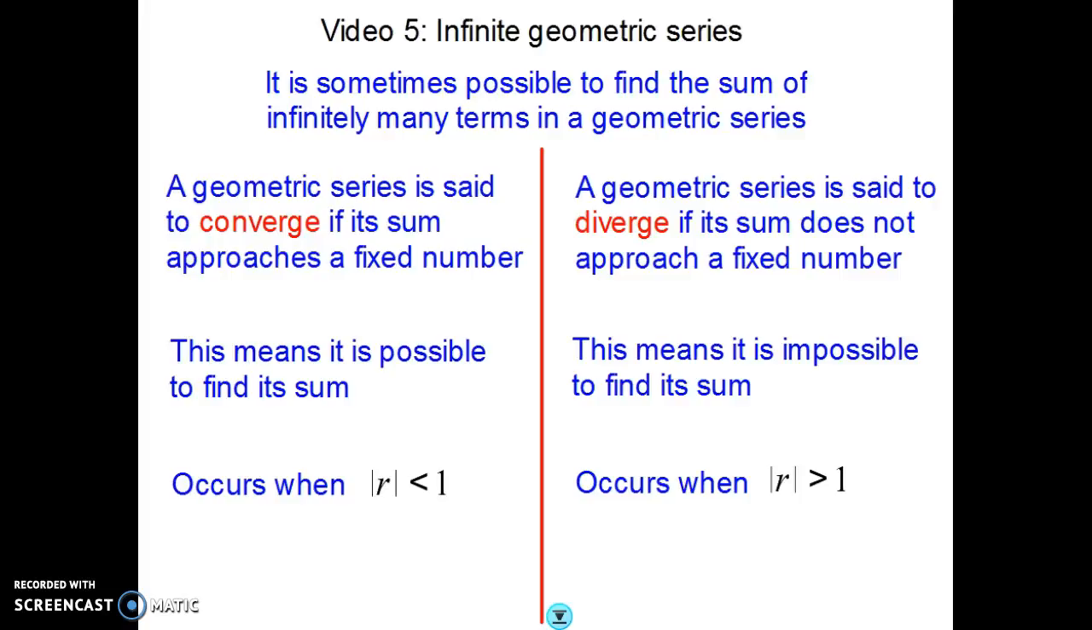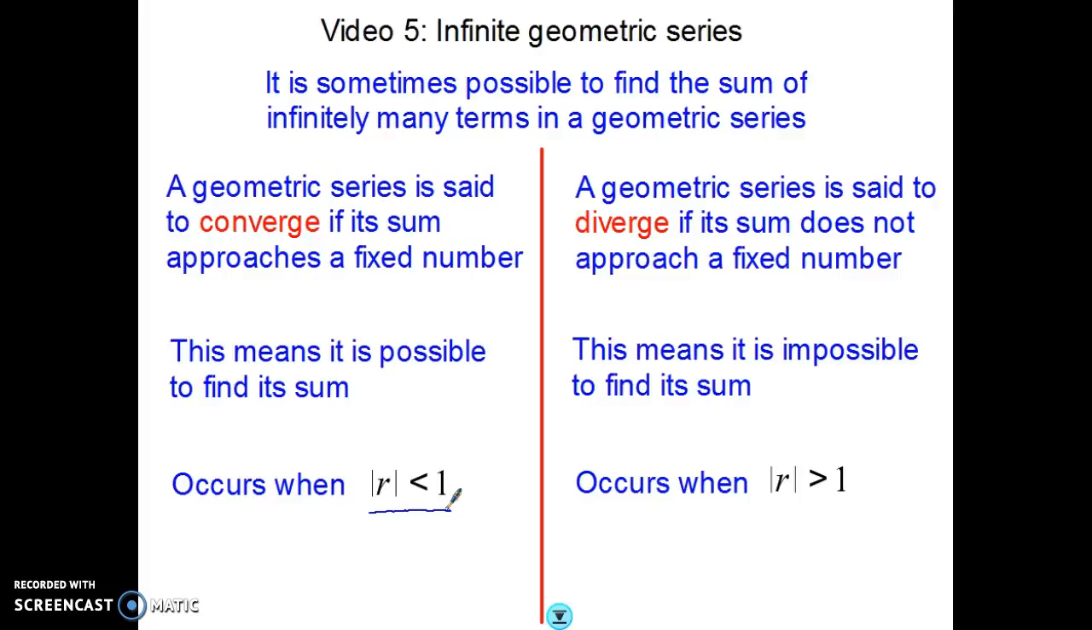Specifically, a geometric series is said to converge if we can find this sum, right? If that sum approaches a single number. Now, this will happen when the size of our common ratio, or r, is less than 1. What that really ends up meaning is when the size of the numbers in the series is getting smaller and smaller. So this would be for if your common ratio is something like 0.7 or -3/4, those would both work.